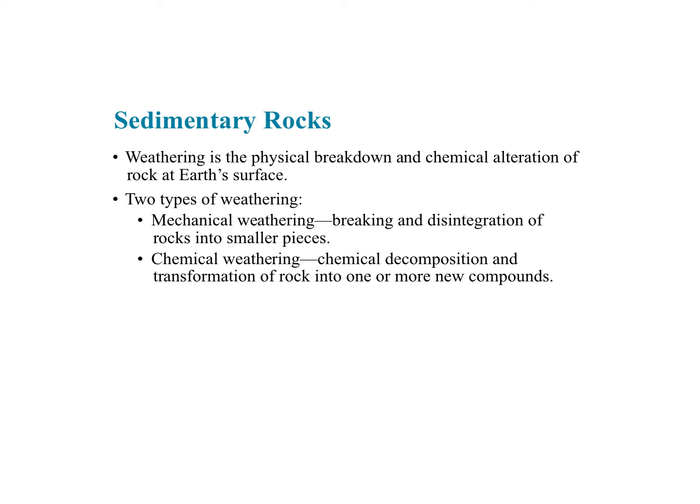Chemical weathering is where you have chemical decomposition and transformation of rock into one or more compounds. So maybe some of the rock is being dissolved away, or maybe chemicals are being added to change its composition in some way. These are the kinds of things that can happen with chemical weathering.